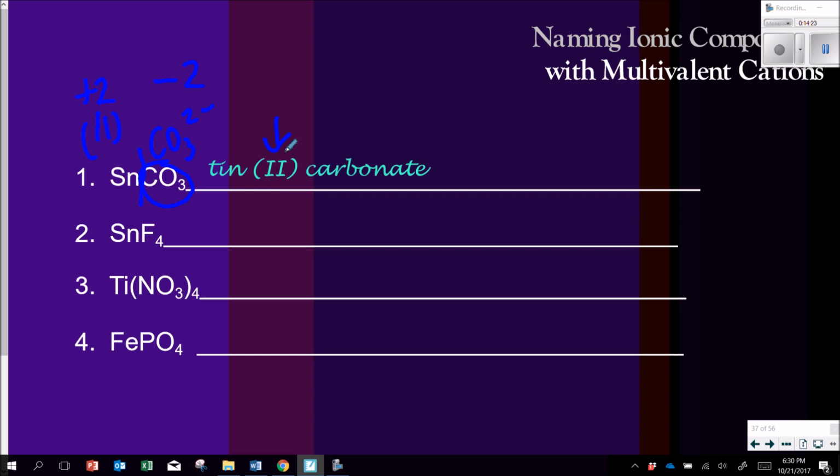Number 2, we have SnF4. Again, Sn is tin, so I can write tin. Then I have to figure out the Roman numeral.